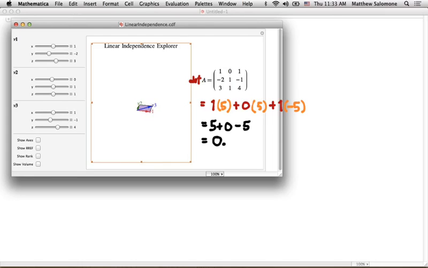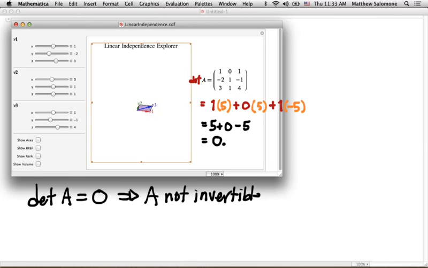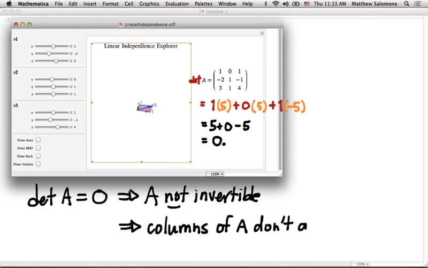What are the consequences of having determinant 0? What does that tell us about the matrix A? A is not invertible. There's a key observation. And because A is not invertible, what does that tell me, if anything, about the columns of A? Right. Well, that's true too, but it's also true about the columns. So the columns of A don't all have pivots. There's at least one pivot missing.